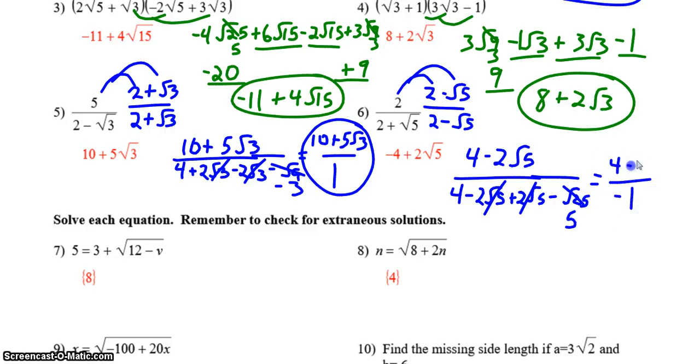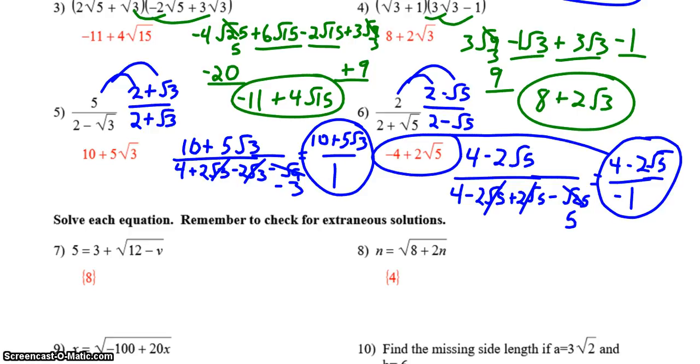So this is 4 minus 2 root 5 on top, and then negative 1 on the bottom. You can distribute the negative 1 or leave it like this. So these are two possible answers you could write for that case.